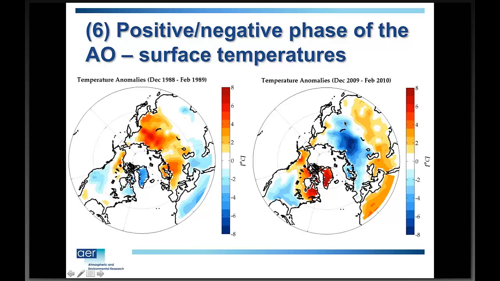But in 2009-10, you had the negative Arctic oscillation, with strong negative anomalies across northern Eurasia, and as well across the eastern U.S. So the opposite pattern for both winters.